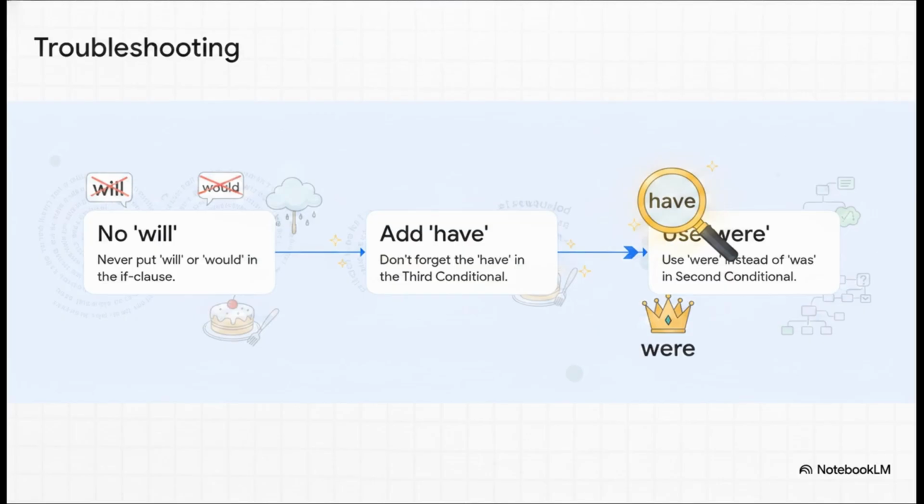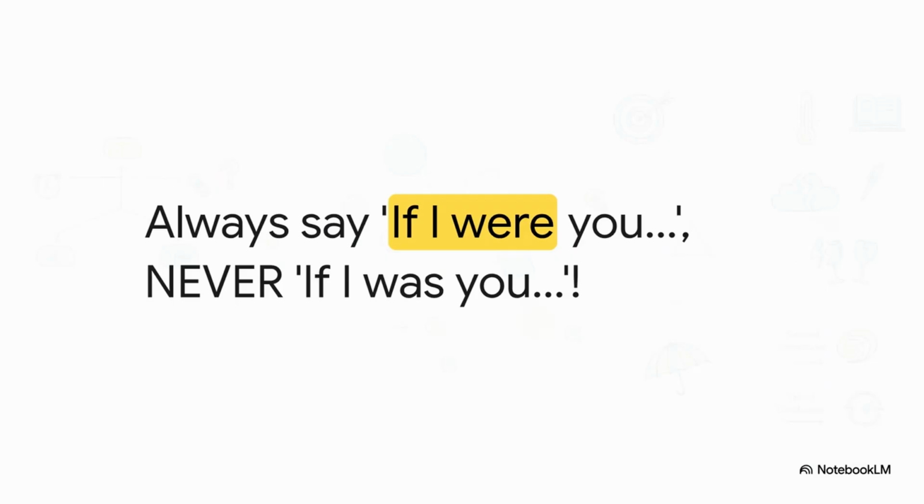And number 3, and this is huge because directly translating from your native language often trips people up here, you might want to use was, but in hypothetical second conditionals, you absolutely need to use were for all subjects. Now, what's really interesting about this slide is this famous grammatical quirk. Always say if I were you, never if I was you. I know, normally we say I was, but in this magical hypothetical realm of the second conditional, were is the grammatically correct standard. It's actually a stubborn linguistic survivor from Old English that just refuses to die. Mastering this tiny detail makes you sound incredibly proficient.